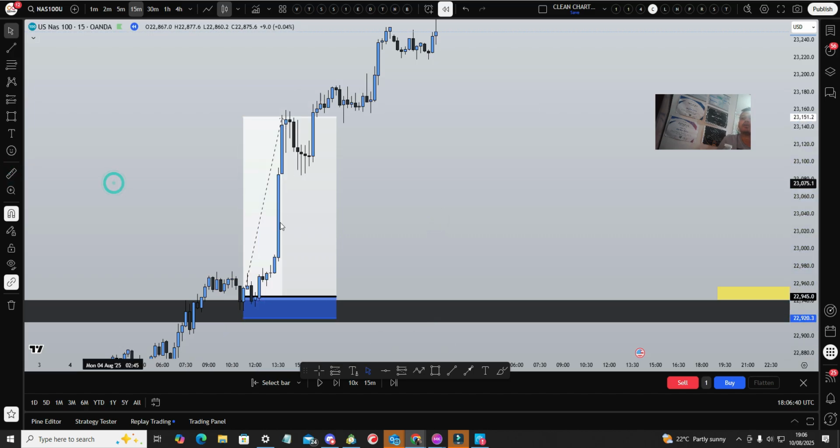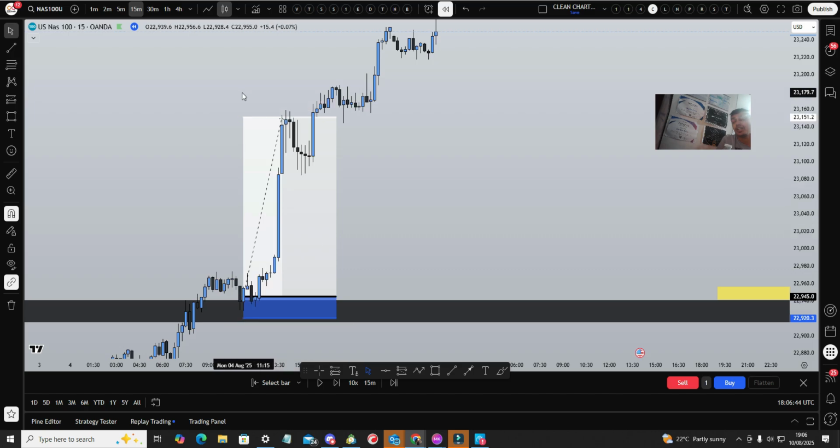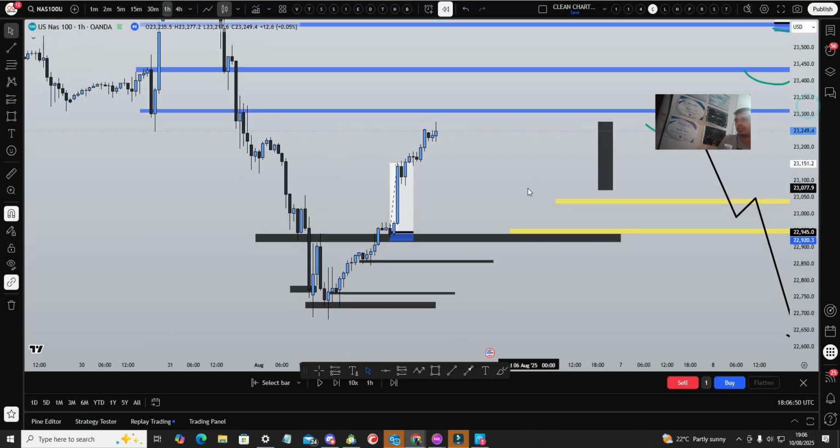1 hour and 45 minutes. That's an 8 grand trade. What if you risk 1% on a 100k account? Even if you risk 0.5% on a 100k account, that's 4k, 4 grand. Right? It's crazy. It's crazy.